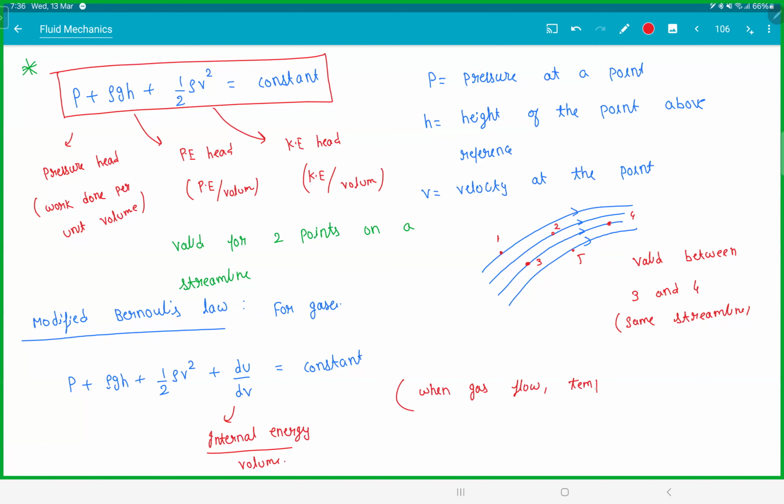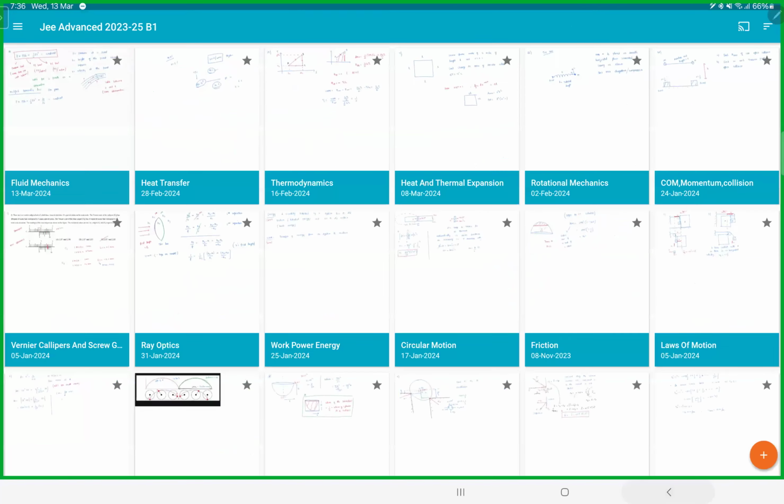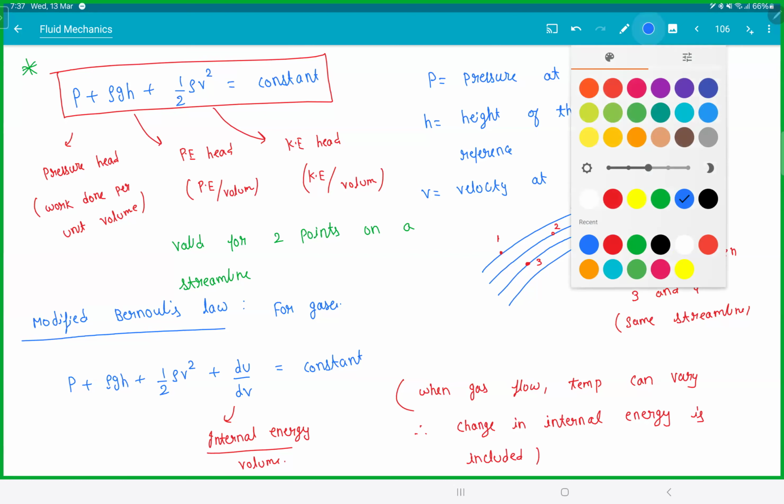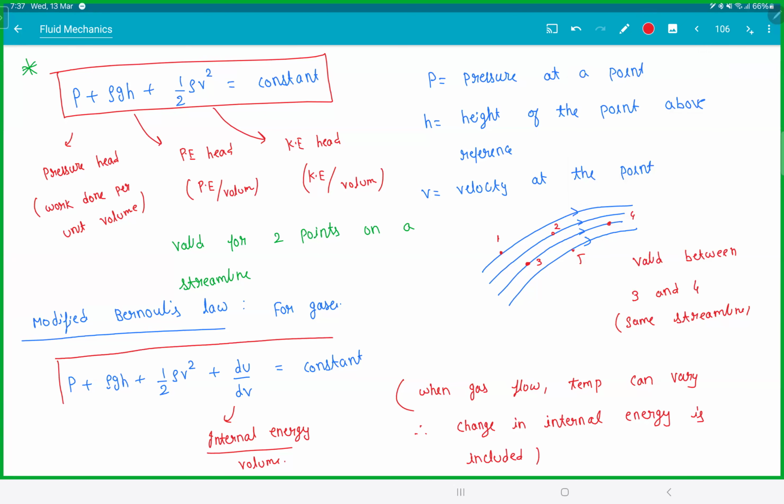Generally in a liquid, we assume temperature is constant, so that's why we don't include that. When gases flow, temperature can vary. Therefore, we include the internal energy term, and the change in internal energy is included. Suppose the temperature is not changing, then there is no need to use that. But if temperature is changing, we use this internal energy per unit volume. We will do a question on this later on.